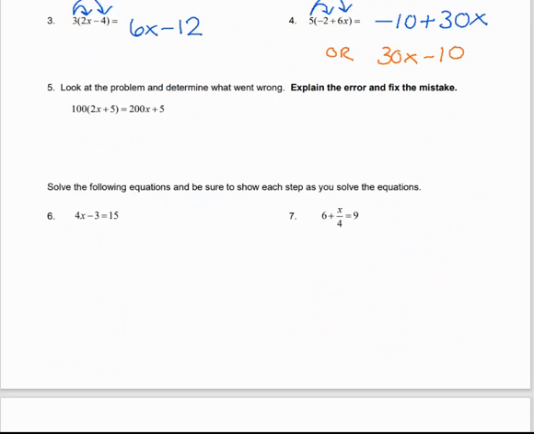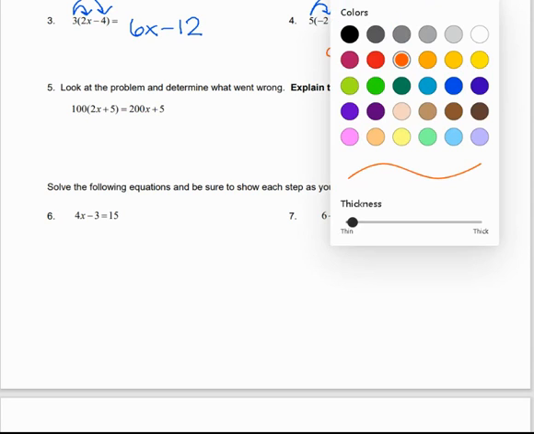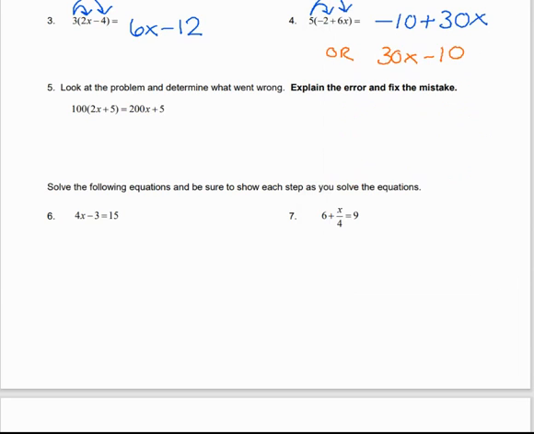All right, let's look at number 6. Sorry, number 5. I skipped number 5. Number 5 says, look at the problem and determine what went wrong. Explain. So I'm going to give everybody 30 seconds to think about what happened, and then I'll hear some answers. So quiet for 30 seconds.